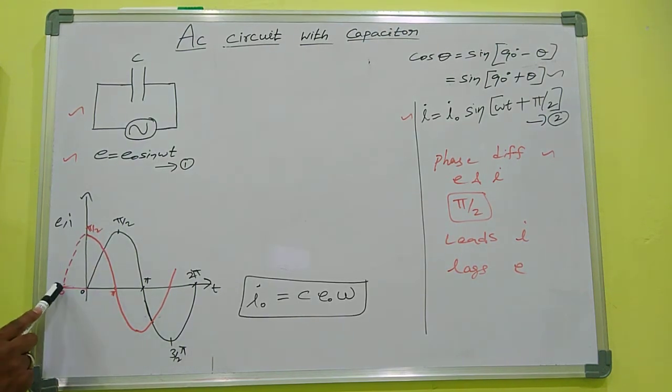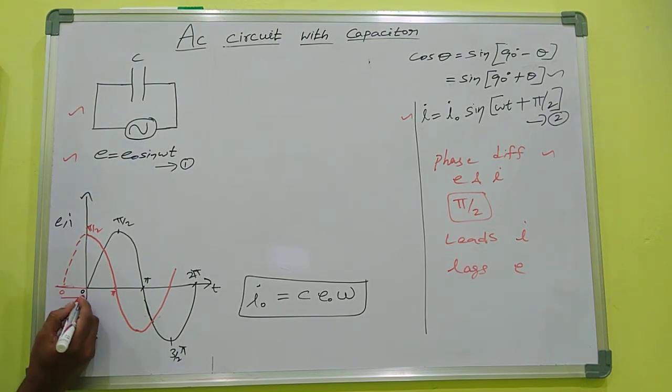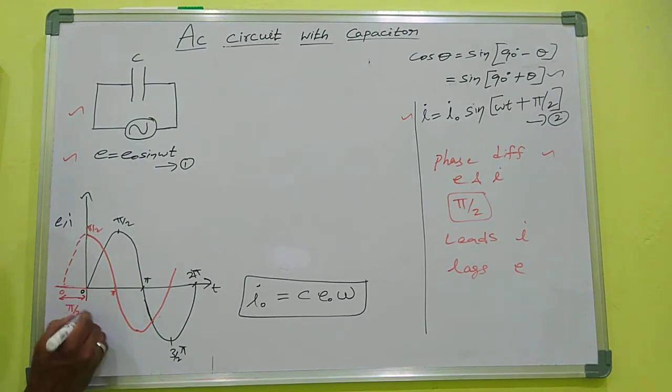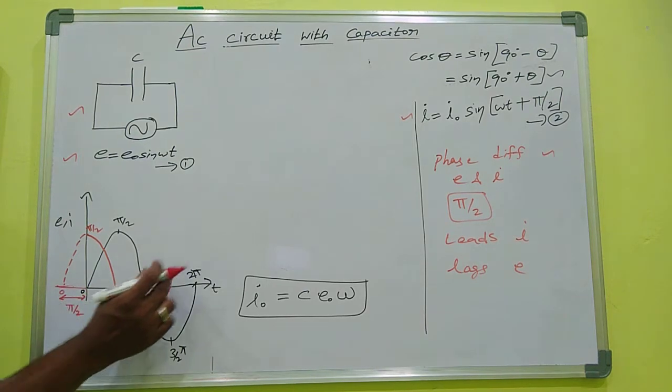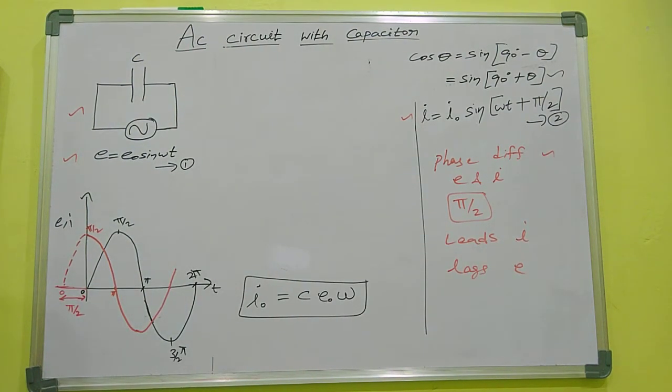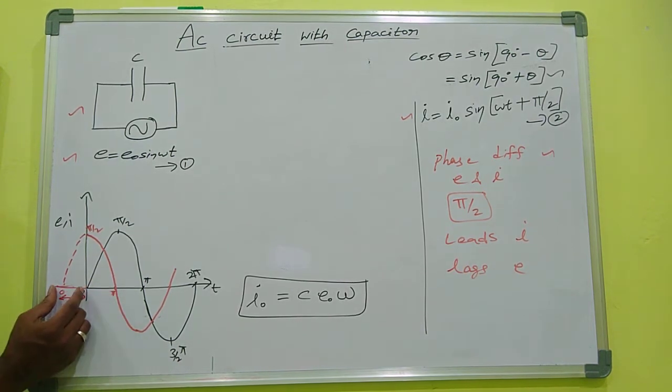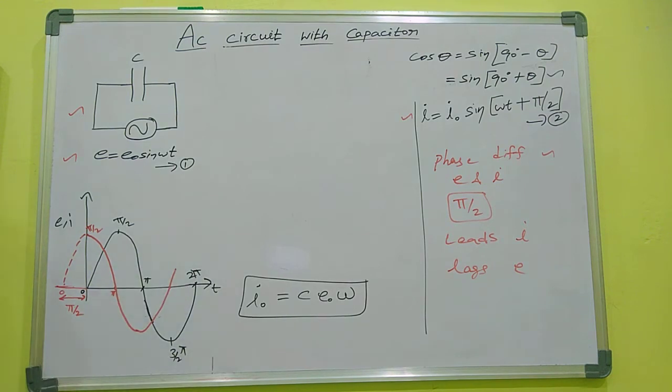Okay. So the current starts from 0 here. The EMF starts from 0 here. So what is the difference here? The difference between the current and the EMF is pi by 2. Not only here. You measure anywhere between two successive points, that gives the phase difference of pi by 2. Here pi by 2, pi by 2, pi by 2. So the phase difference between EMF and current is pi by 2 everywhere. Who is leading? Current is leading because it starts from here.